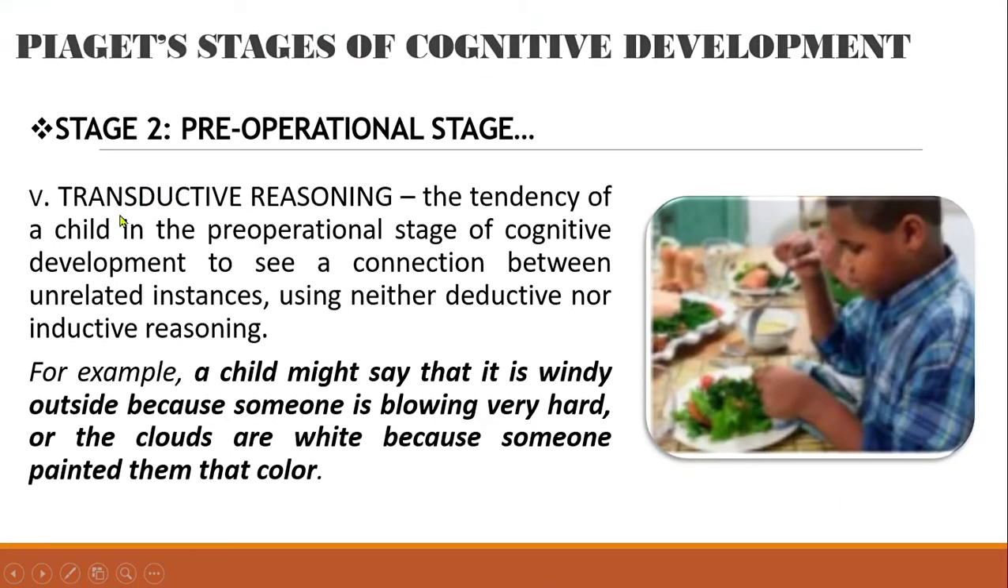So the fifth is transductive reasoning. This is the tendency of a child in the pre-operational stage of cognitive development to see a connection between unrelated instances, using neither deductive nor inductive reasoning. For example, a child might say that it is windy outside because someone is blowing very hard, or the clouds are white because someone painted them that color.